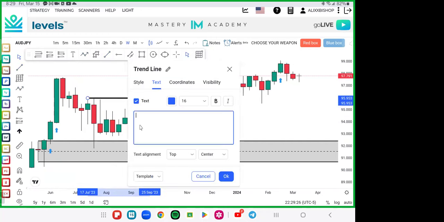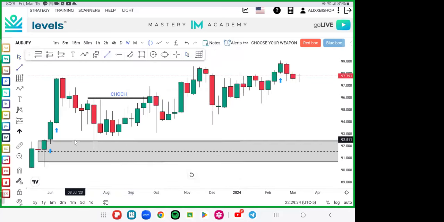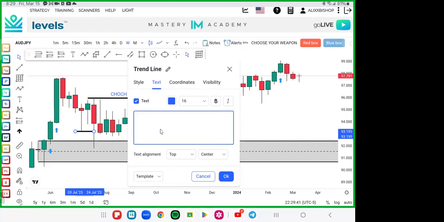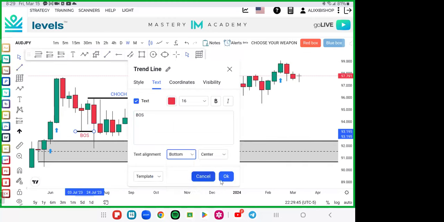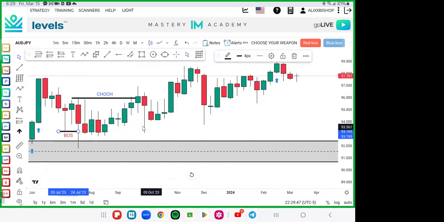So let's go ahead and mark that up. Bullish change of character. Keep that blue. Okay, cool. So we do go lower, and this is a bearish BOS. Awesome. Cool, cool, cool, guys.